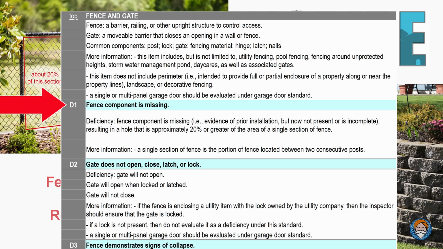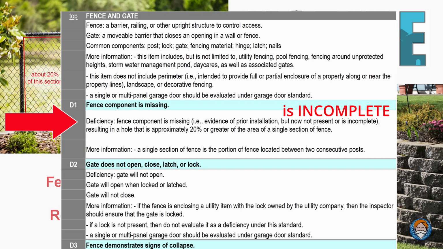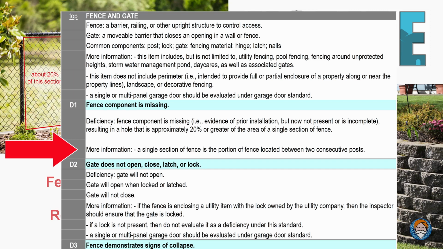Deficiency 1, a fence component is missing. Deficiency: the fence component is missing, i.e., there's evidence of prior installation, but it's now not present or is incomplete, resulting in a hole that is approximately 20% or greater of the area of a single section of fence. And for more information, it just tells us a single section of fence is the portion of the fence located between two consecutive posts.